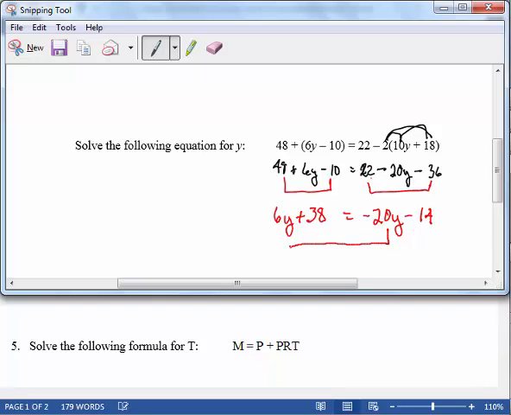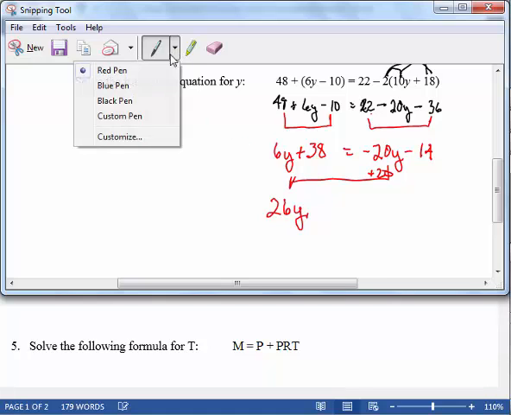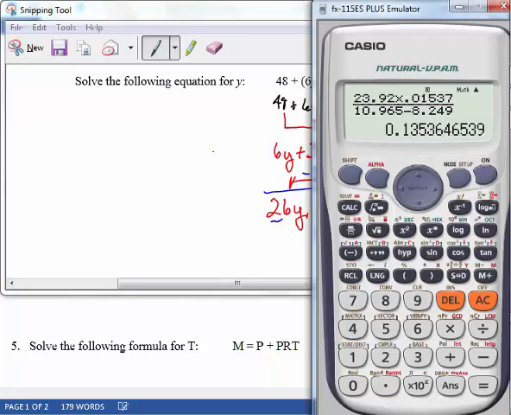Let's move this to the other side. So we're going to add 20y to both sides, and we get 26y. Add 20y to both sides, and subtract 38 from both sides, and we get 26y equals negative 52. So y, divide both sides by 26, is negative 2. I'm going to do that on my calculator just to check my work.